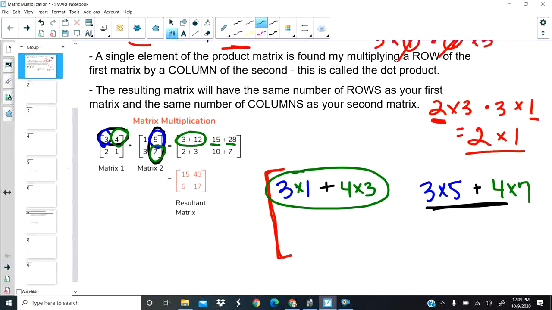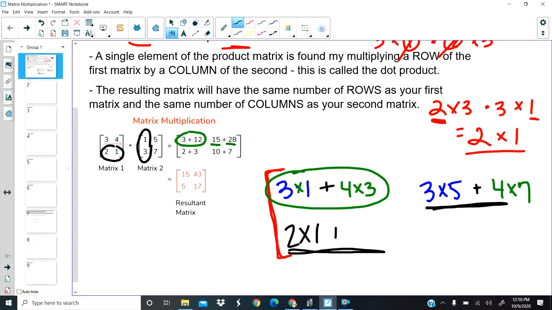So then I'm going to erase it all again, and I want to do this for my second row. So to find the number that goes in row 2, column 1, I need row 2 from my first matrix, column 1 of my second. And I would do that 2 times 1 plus my 1 times 3. And then that gives you this 2 plus 3 here.